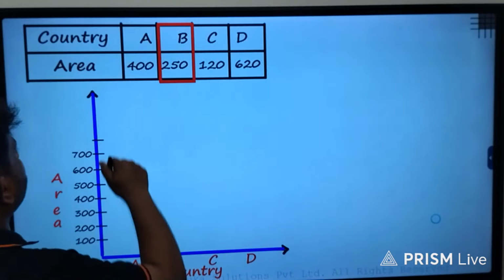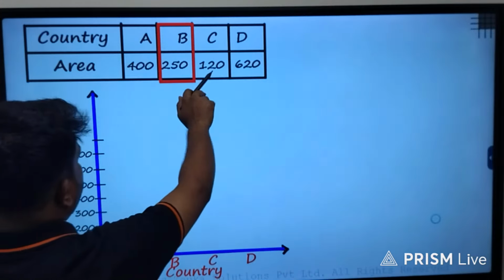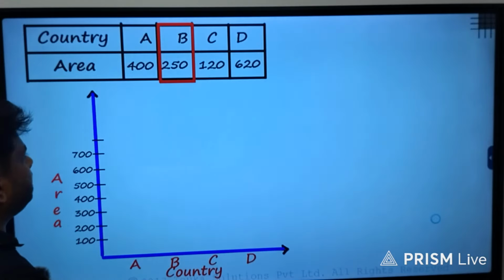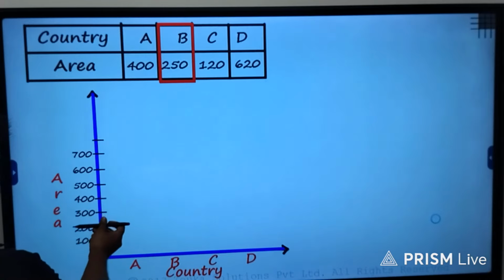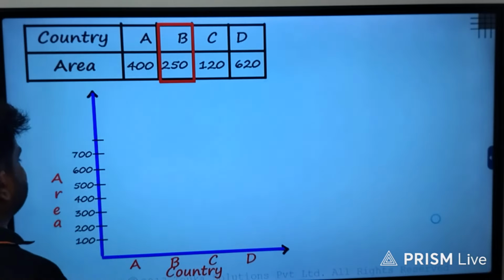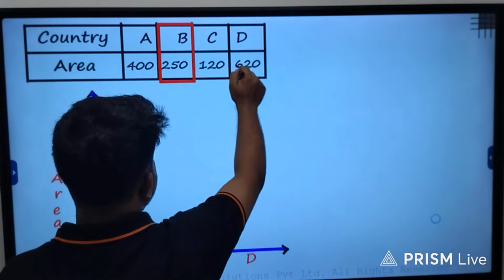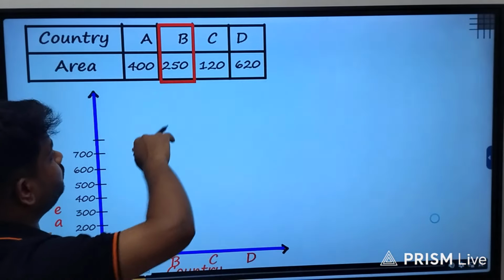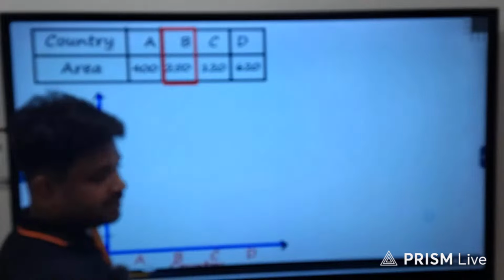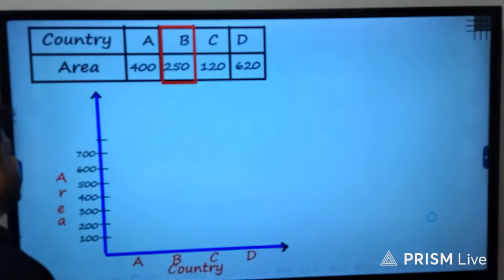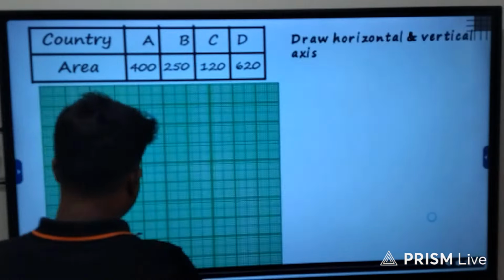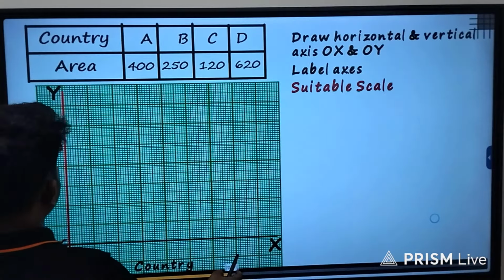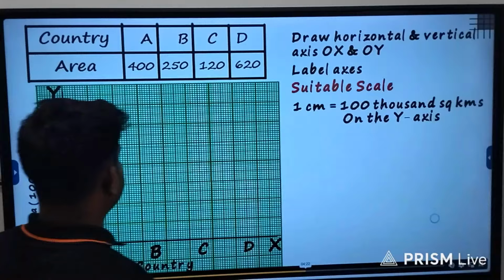For this scale we have data ranging from 120 to 400. In this case they have taken the scale as 100, 200, 300 up to 700, because we have the highest data as 620. Sorry, the range was from 120 to 620. So the range is 600, so they have taken up to 700. And then they drew the bars in the graph paper.